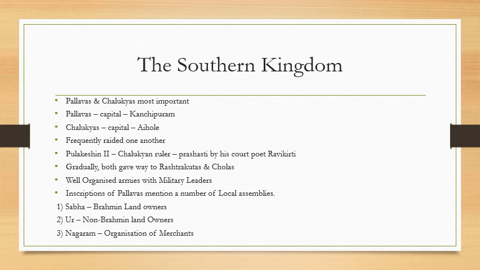The inscriptions of the Pallavas mention a number of local assemblies. They were the Sabha, which was an assembly of Brahmin landowners and looked after irrigation, agricultural operations, making roads, local temples, etc. Next was the Ur, which was a village assembly found in areas where the landowners were not Brahmins. Then there was the Nagaram, an organization of merchants. It is likely that these assemblies were controlled by rich and powerful landowners and merchants.